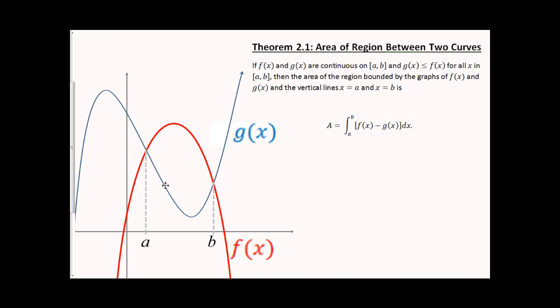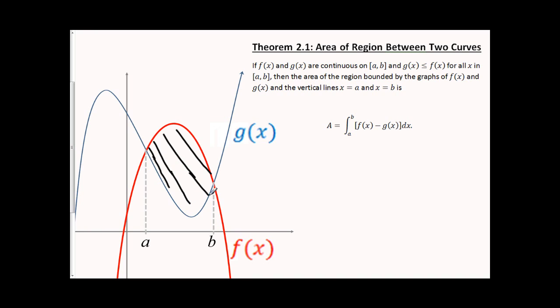The red function is indeed above the blue function for all the values of x between a and b, including a and b. Actually, at a and b, they're equal to each other. As long as you have two functions that fit that criteria, continuous functions on an interval from a to b, where f is bigger than g for the entire interval, then the area of the region bounded by the graphs of f and g is the area of this region in here.